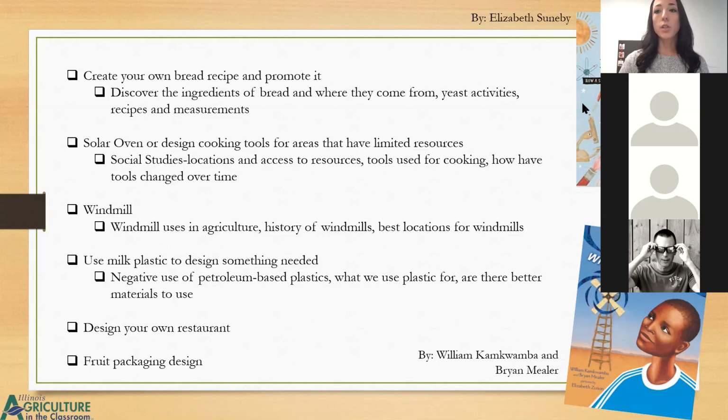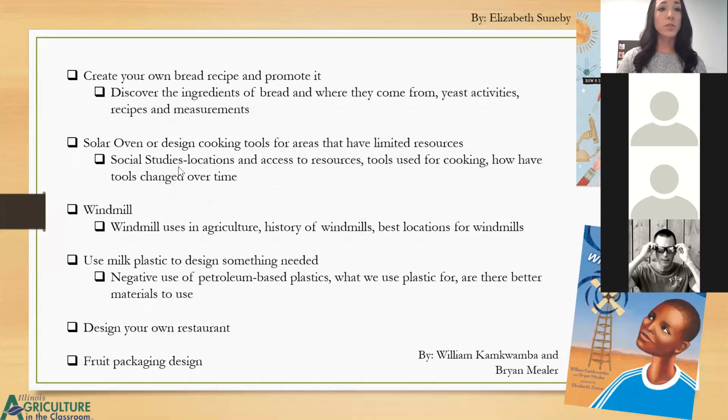And a really cool book that goes along with this is Iqbal and His Ingenious Idea. Basically, he lives in an area where they don't have electricity for ovens. And so how can we get, without having to build a fire, without needing all these tools, what could we do? And he comes up with this idea to design a solar oven, use the sun to cook their food. So that's a really fun book that would go along with this.